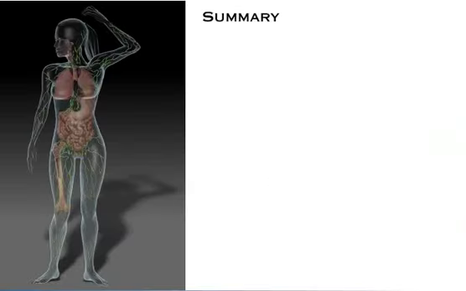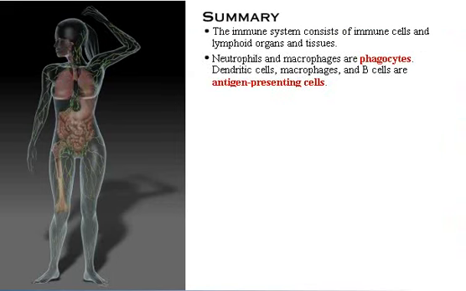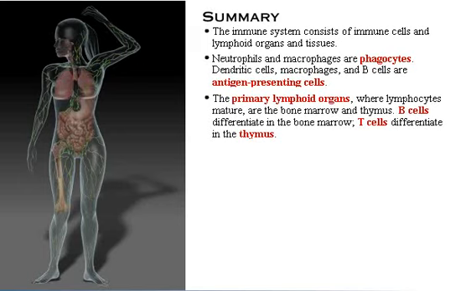Here's a summary of what we've covered. The immune system consists of immune cells and lymphoid organs and tissues. Neutrophils and macrophages are phagocytes. Dendritic cells, macrophages, and B cells are antigen-presenting cells. The primary lymphoid organs, where lymphocytes mature, are the bone marrow and thymus. B cells differentiate in the bone marrow, whereas T cells differentiate from bone marrow-derived precursor cells in the thymus.